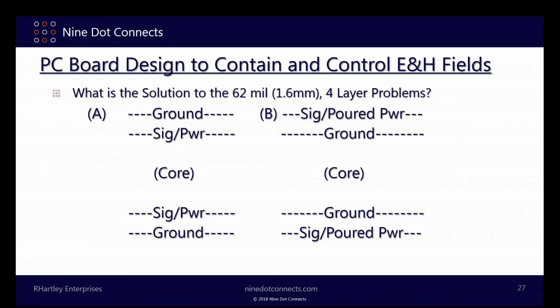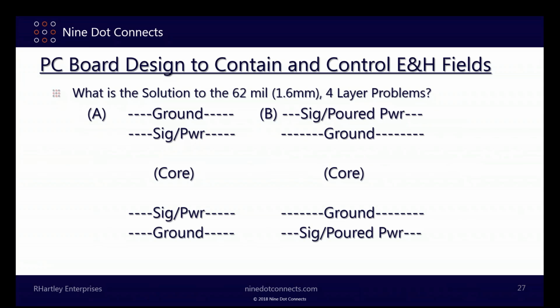The only problem with the board on the right, because we're putting signals and poured power on the same layer as the ICs and the other components, if the board is very dense at all, you're going to have a heck of a hard time designing a circuit board. If you have high density, you're probably going to want to go with the stack up on the left.